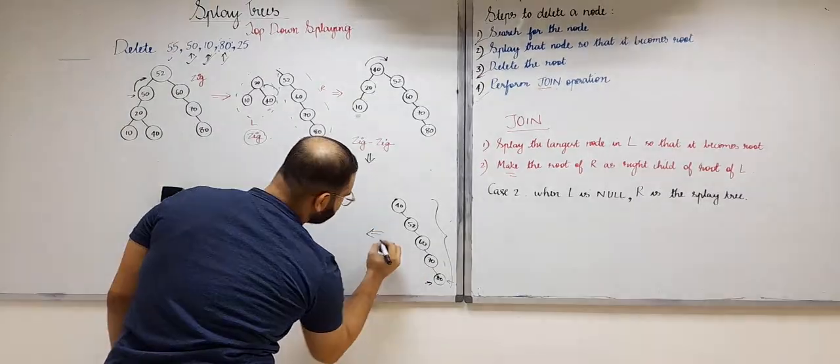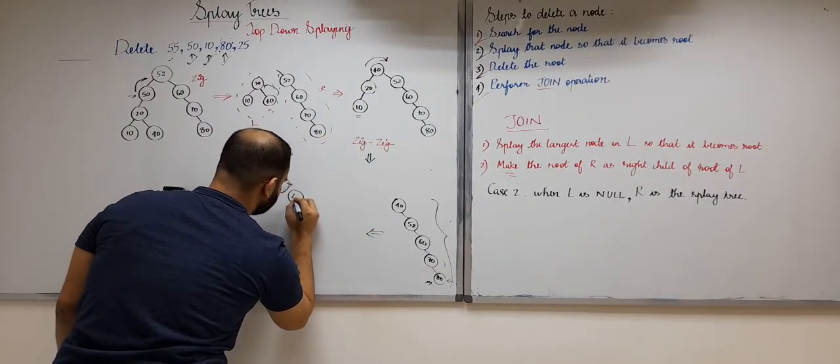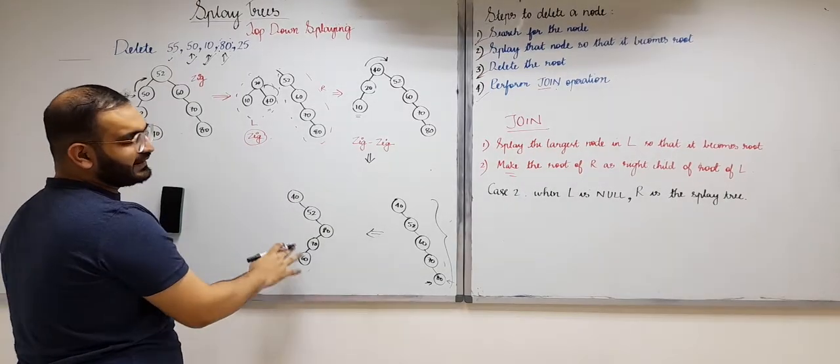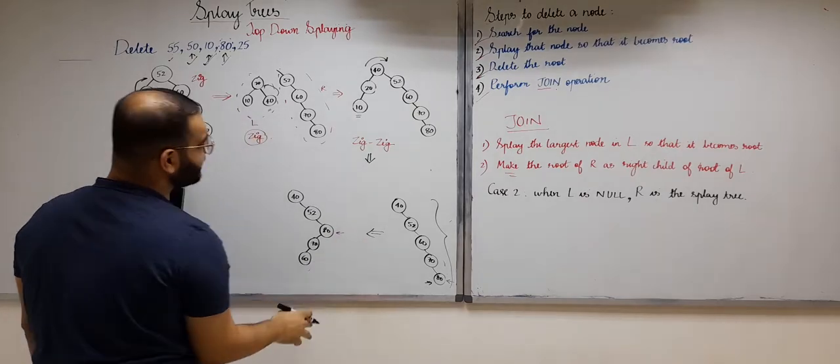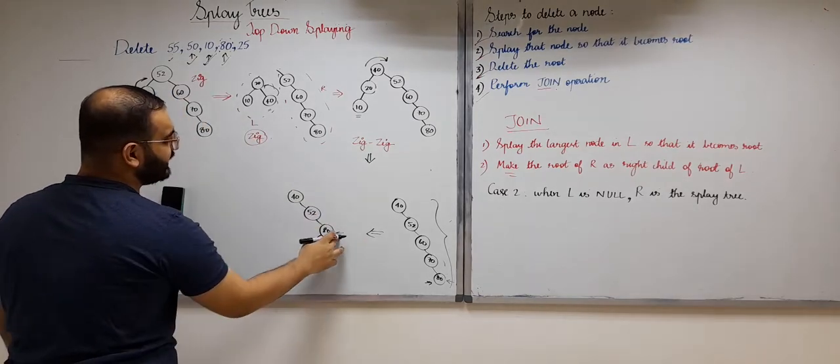So let me write down the splay tree after performing the zig-zig operation. This will be the splay tree that I'll get after performing the zig-zig operation, right? So my 80 has come over here. I want to delete 80. It has still not been splayed. It has to reach the root.